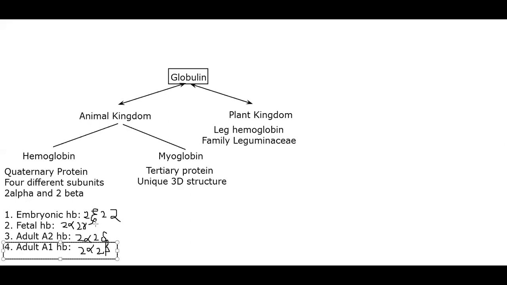And then the last one that is present in the case of Homo sapiens, in us, is represented as 2 alpha and 2 beta. So these are the different types of hemoglobin which are associated with humans.